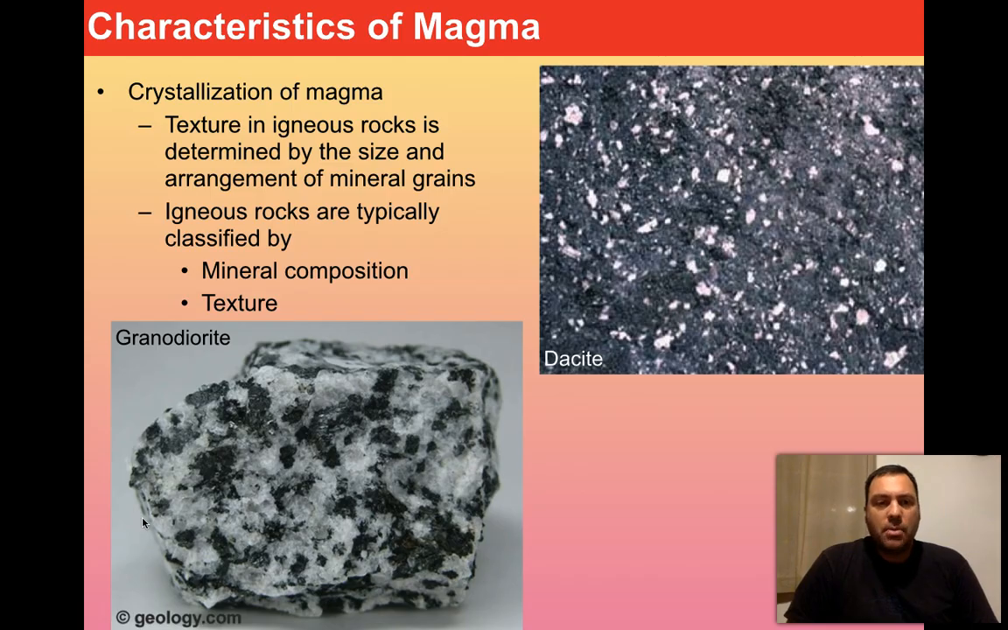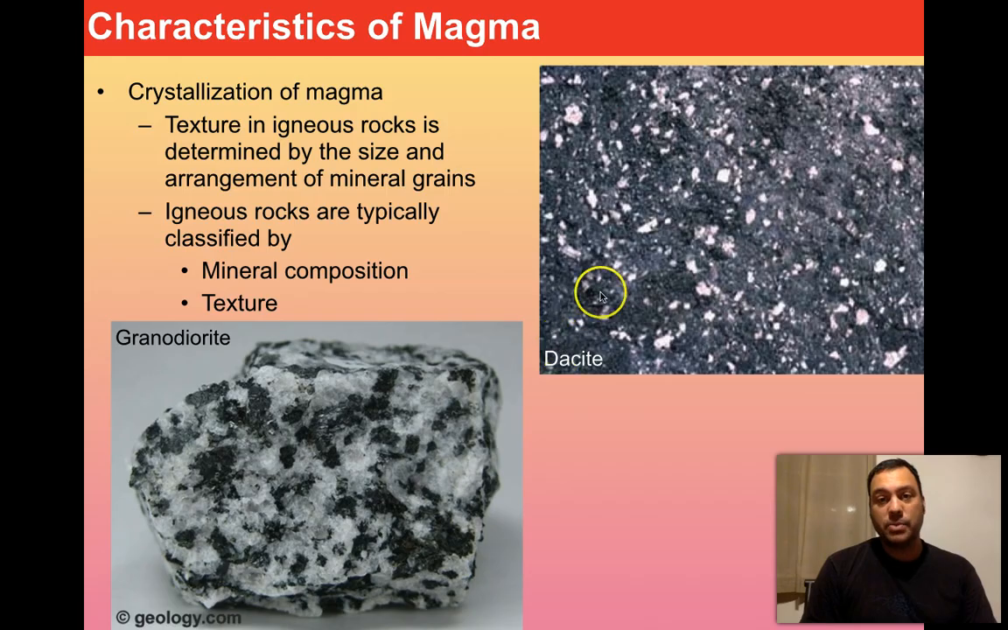What determines how big the crystals get and what they're made out of. So it turns out the way we classify magmas and igneous rocks is based upon these schemes. So the texture in igneous rocks is determined by the size and arrangement of mineral grains. Okay, that makes sense, but here we can see pretty rapidly these are two rocks with very different size of mineral grains, but the main difference between them is just the size, because the composition is identical between these two.